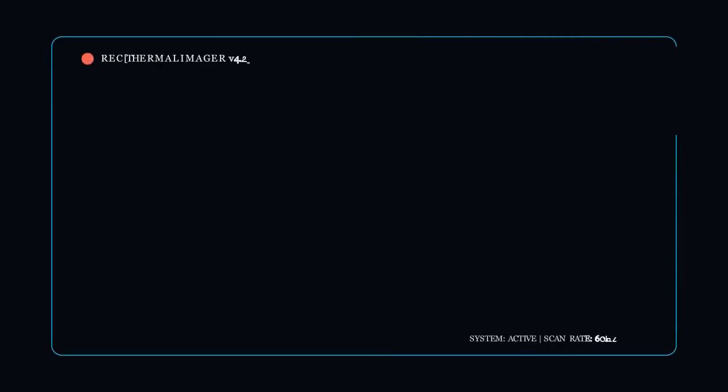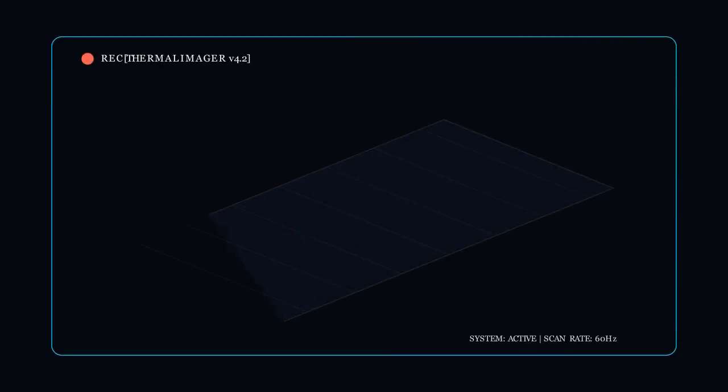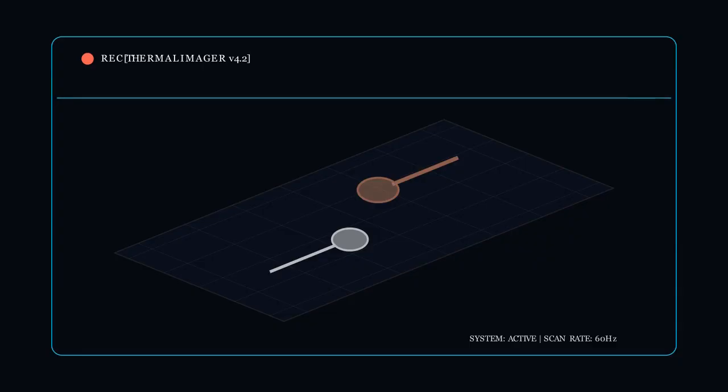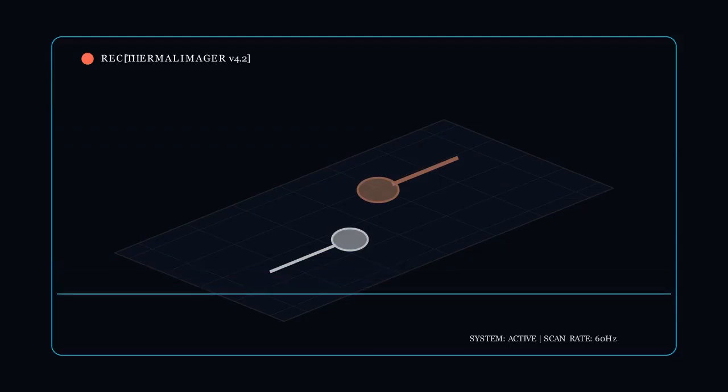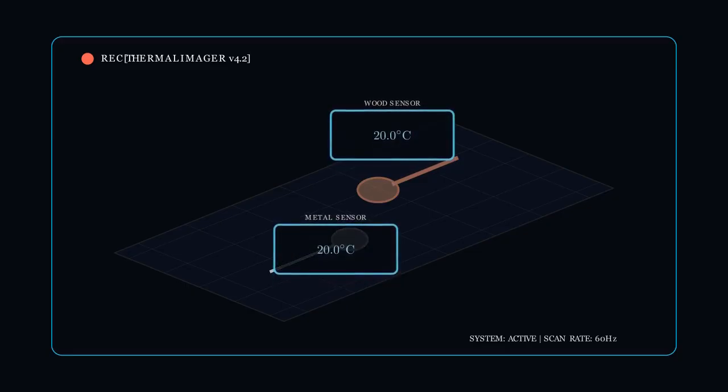Imagine two objects, a metal spoon and a wooden spoon, both sitting on your kitchen counter. They've been there for hours, so they are precisely the same temperature as the air around them. Yet, when you touch the metal spoon, it feels distinctly colder than the wooden one. Why? This isn't your perception playing tricks.